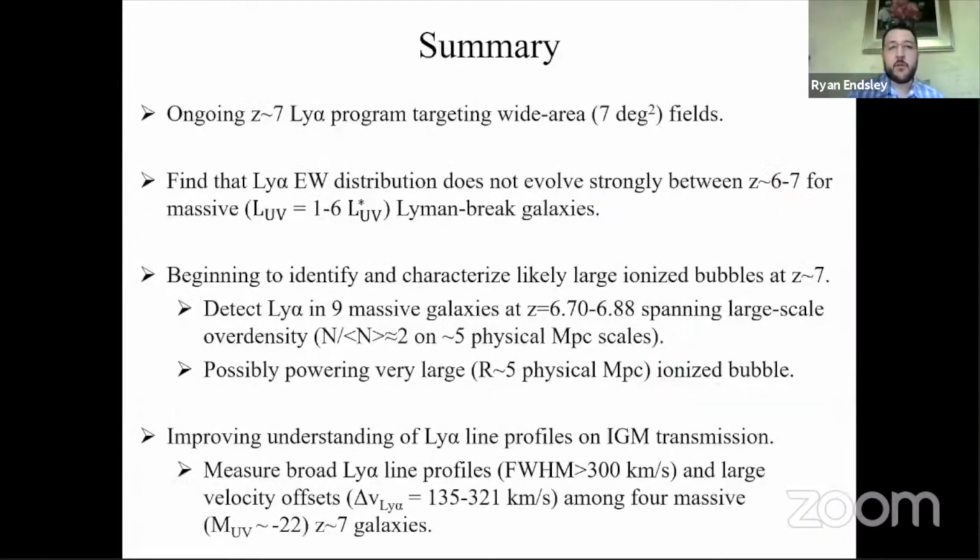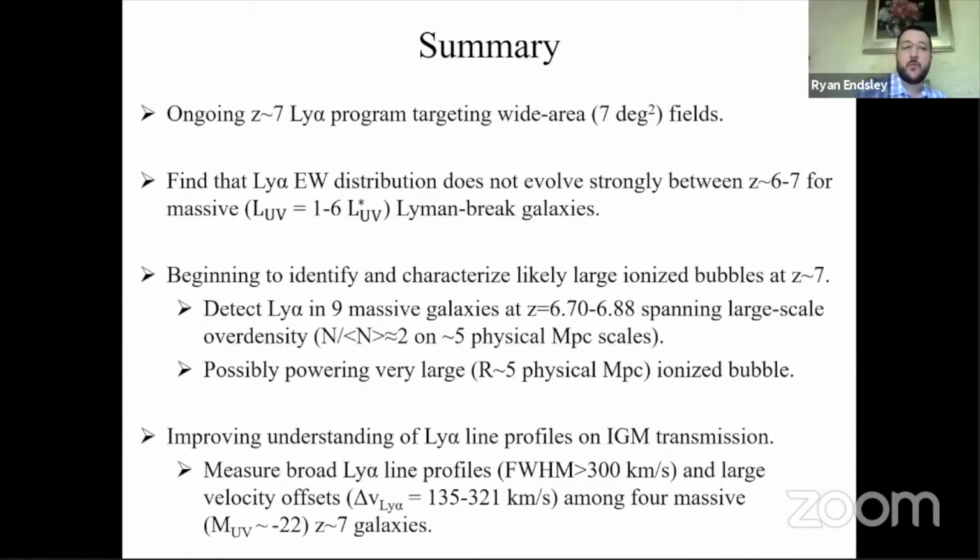So in summary, we have this ongoing redshift 7 Lyman-alpha program targeting redshift 7 galaxies across very wide area fields. We found that the Lyman-alpha equivalent width distribution does not strongly evolve between redshift 6 to 7 for the massive Lyman break galaxies. We're beginning to identify and characterize likely large ionized bubbles at redshift 7 across the COSMOS field.